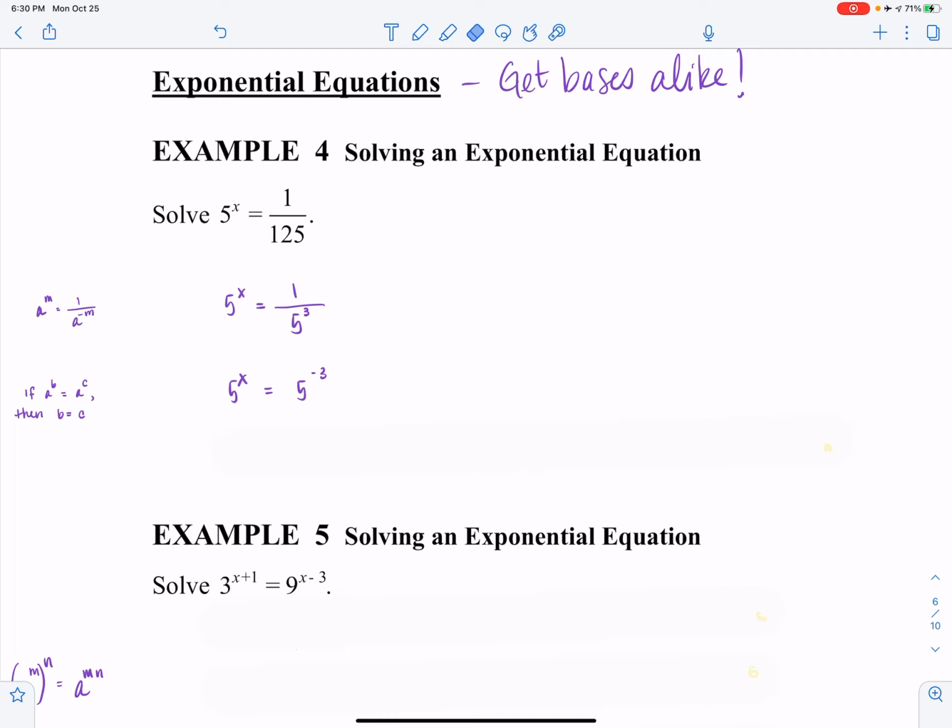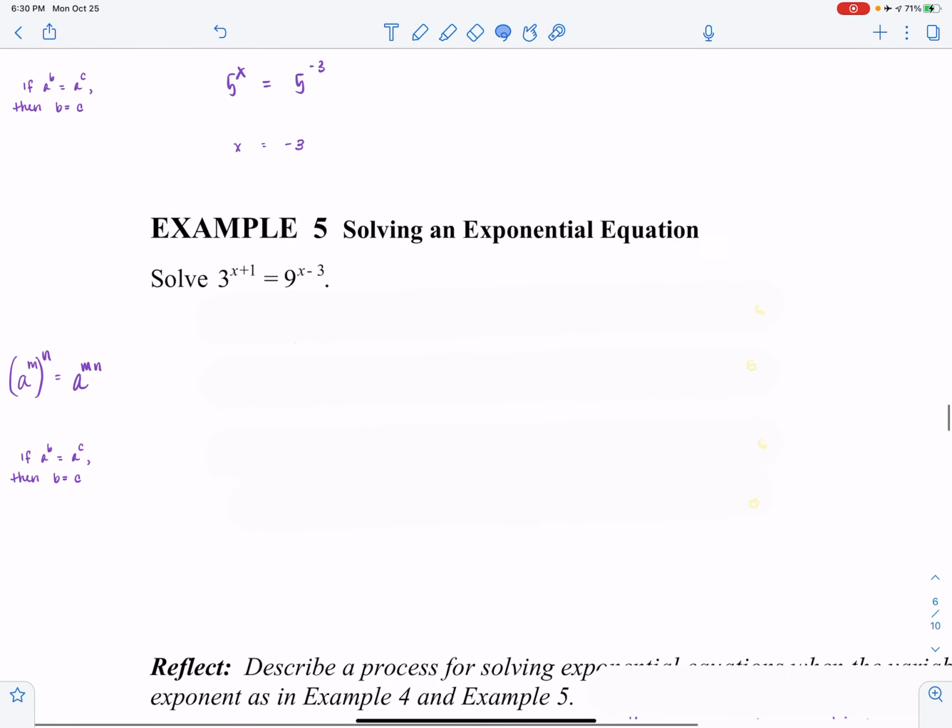Well, now I have my bases are alike, so therefore I can say that my powers must be alike, so x is equal to -3. Now, we solved for x, we got it alone, and you can check your work. You can take your calculator out, and you can ask yourself, hey, does 5 to the -3rd power really equal 1 divided by 125? And you'll find that, yes, it does.